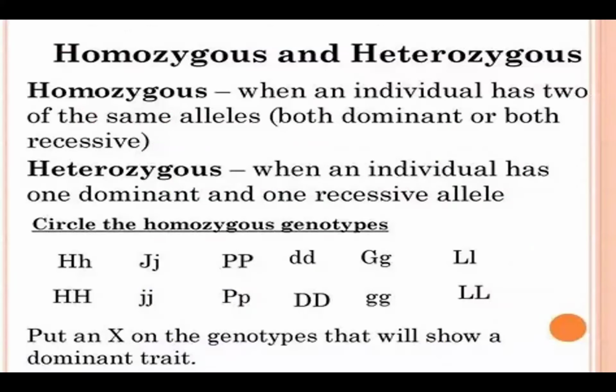Homozygous means two identical alleles, when an individual has two of the same alleles, both dominant or both recessive. Heterozygous means two different ones, when an individual has one dominant and one recessive allele.